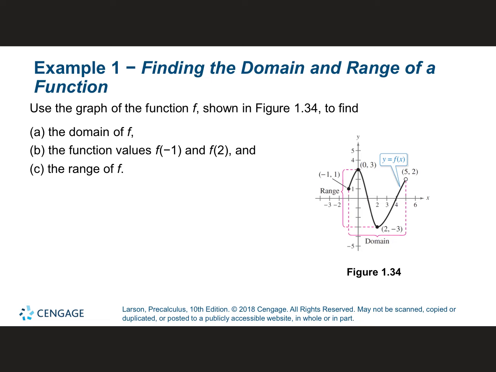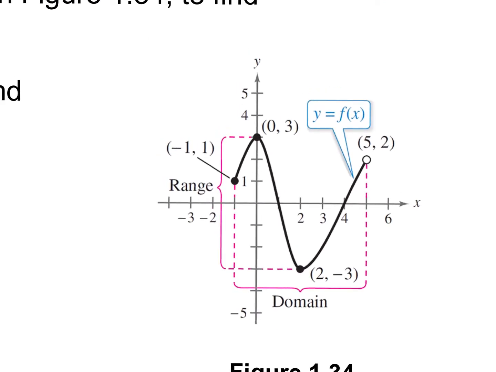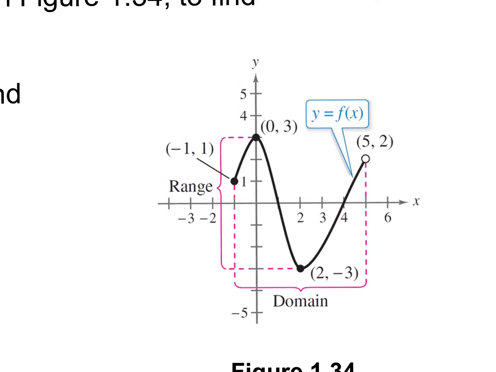All right, if I asked you guys to find the domain, what would the domain be of this function? Why is -1 with a bracket? Because it's a closed circle. We read from left to right, so -1 to what? 5, to 5 with a parenthesis. Open circle, not included. Correct.